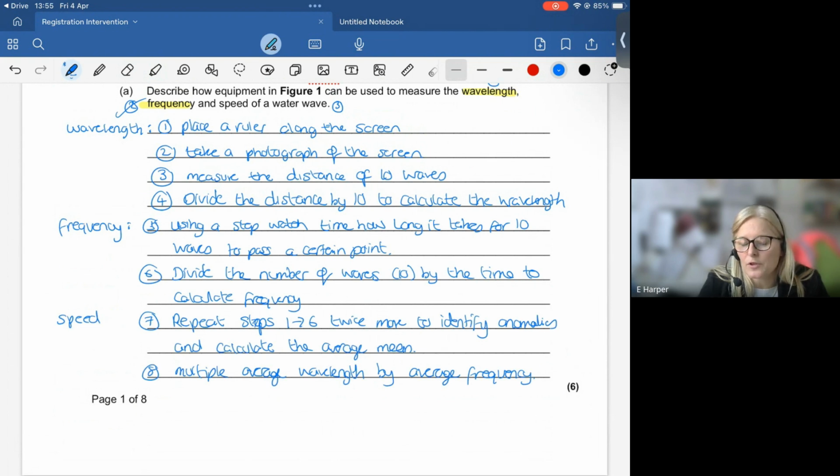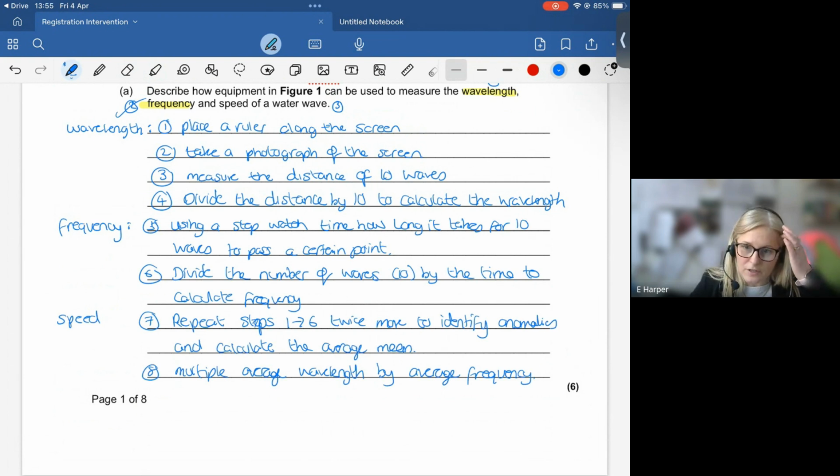The more of those points you can make, the more marks you're going to get. Because the key point here is, are you going to get a valid response? So are you actually taking measurements that are going to give you the data that's going to help you work out what's been asked? And the closer you get to that, the more marks you're going to get. So that was the bulk of what this session was about.